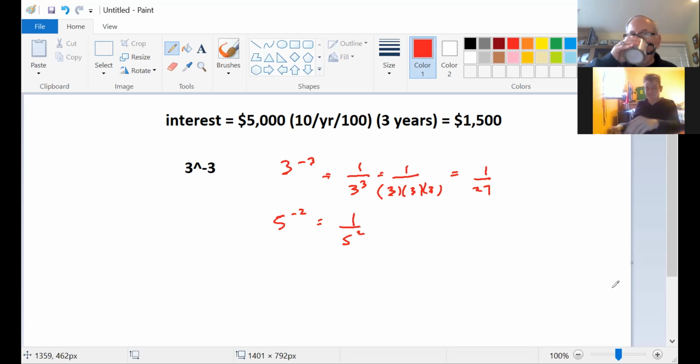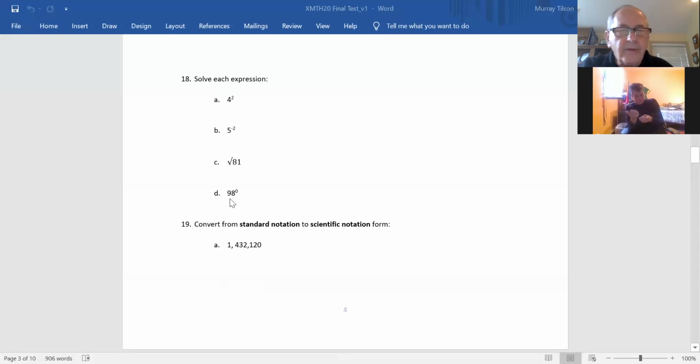Okay, so know that. Okay, moving on. Remember, anything to the 0 power is equal to 1, exactly.